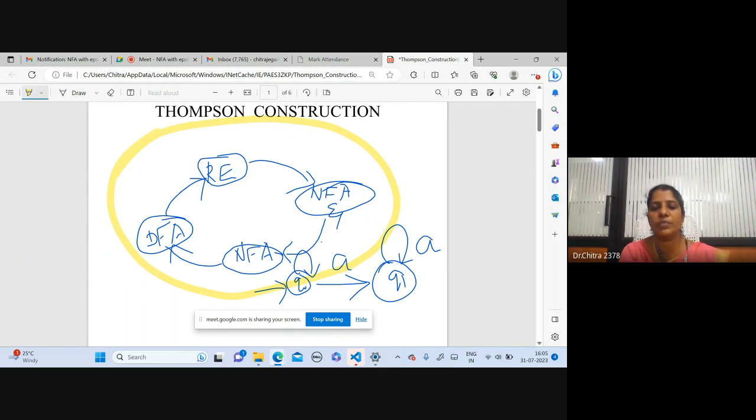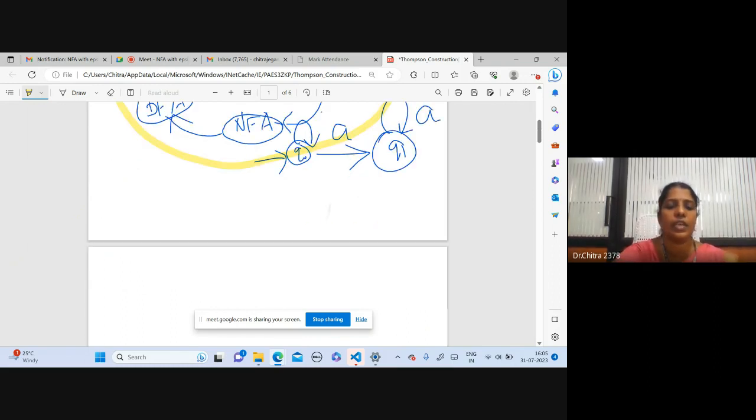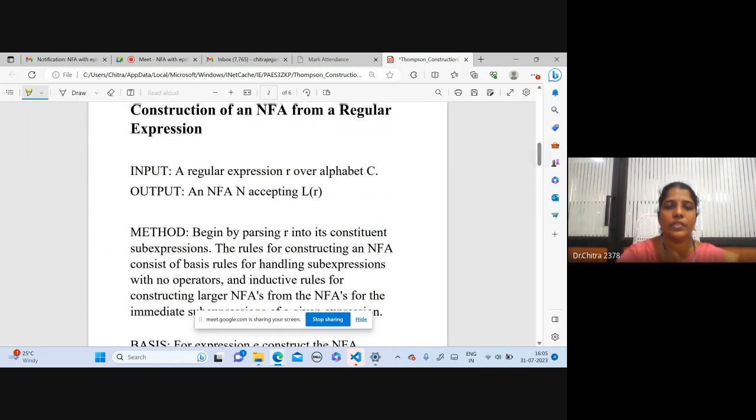You know the difference between the NFA and DFA. I already told it. So, construction of NFA from a regular expression. This is the methodology. Input is the regular expression and output is the non-deterministic finite automata. In the epsilon construction, we are not bothering about the deterministic finite automata. Here the output is the non-deterministic finite automata.